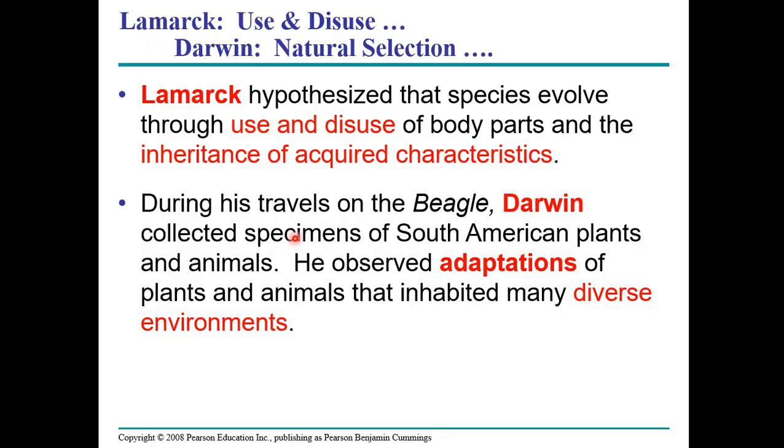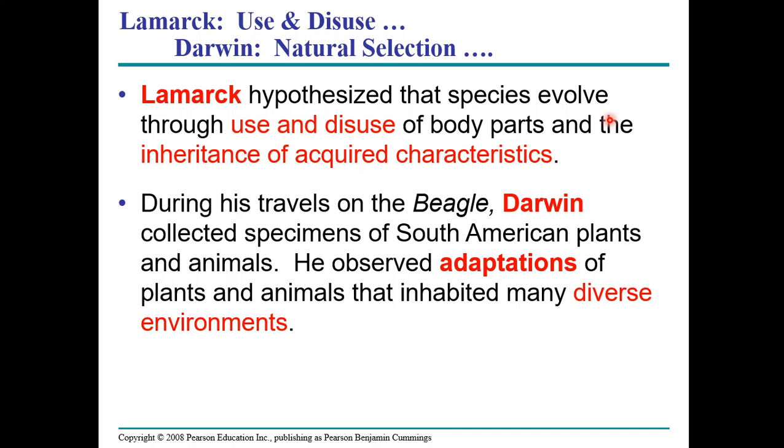Okay, so Lamarck hypothesized that species evolve through use and disuse of body parts and inheritance of acquired characteristics. So ito po yung kanyang theory, use and disuse. That means, according to that theory, if one organism is using a particular body part, it can be inherited by future generations.